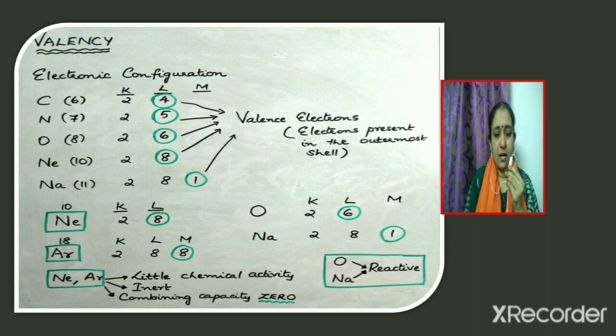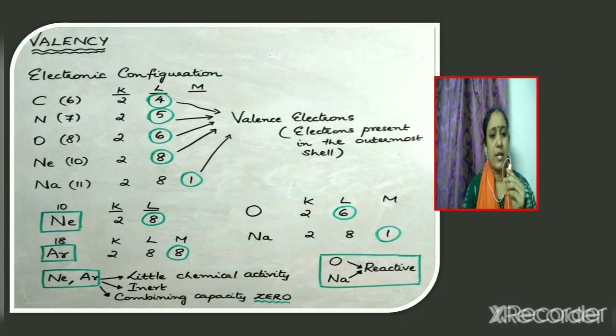Neon and argon are therefore considered as chemically inert or they have little chemical activity. It is because they have 8 electrons in their outermost shell. So neon and argon are chemically inert or chemically inactive. Therefore, their combining capacity is taken as 0. It means argon and neon will not show any tendency to combine with atoms of other elements. So their combining capacity is 0 since they have 8 electrons in their outermost shell.